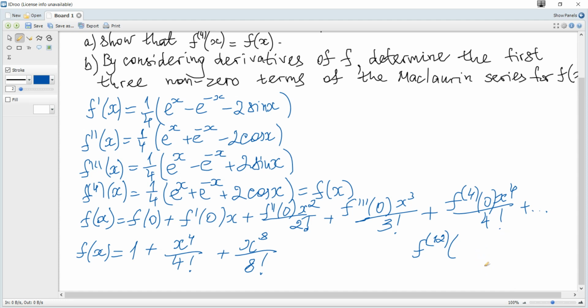But we need the first three non-zero terms, and we can calculate it, and it's 1 plus x to the power of 4 over 24 plus x to the power of 8 over 40320. And that's all for this question.